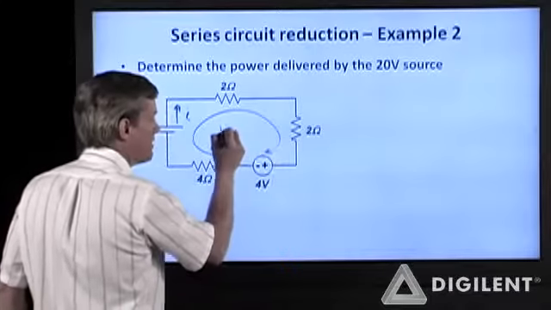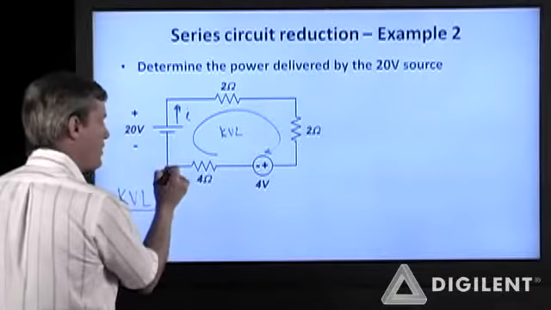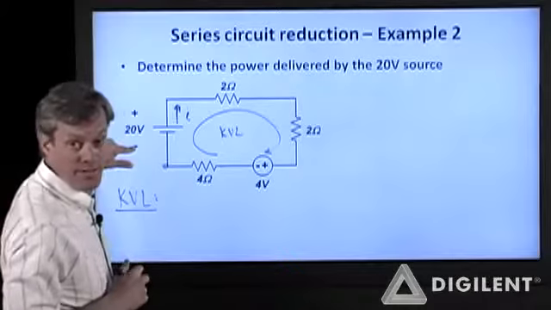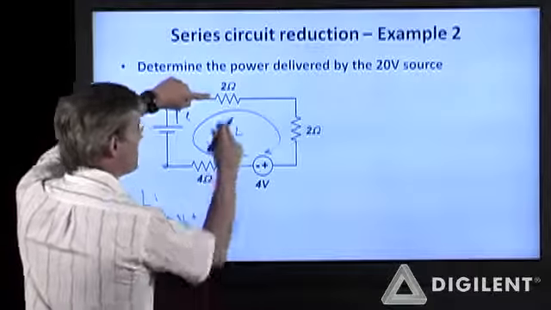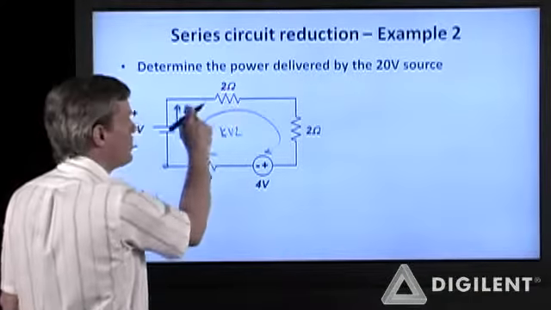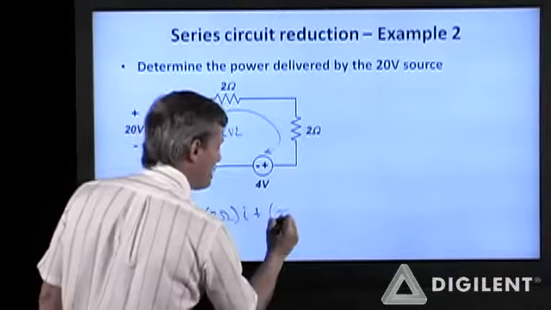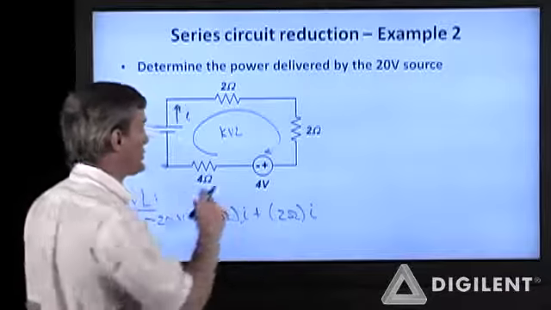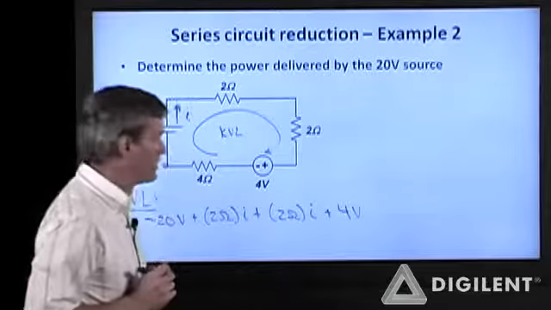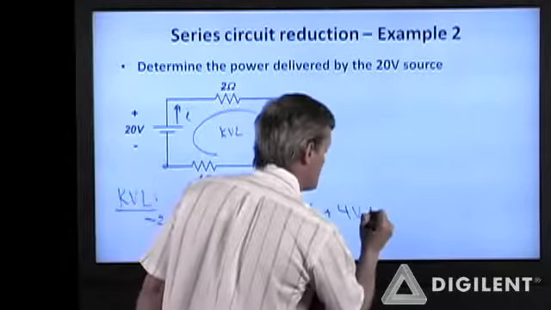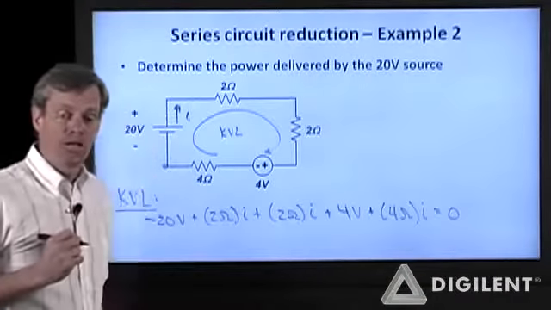Now if I do KVL around this loop, starting at this lower left-hand corner here, I hit the negative terminal of this source first: minus 20 volts, plus the voltage drop across this resistor, which is 2 ohms times this current, plus the voltage drop here, which is also 2 ohms times the same current. I hit the positive terminal of this voltage source first, which gives me a plus 4 volts, and the voltage drop across this resistor is its resistance, 4 ohms, times that same current. Those all sum up to 0.